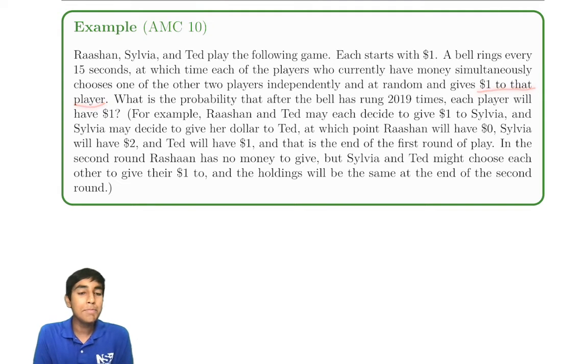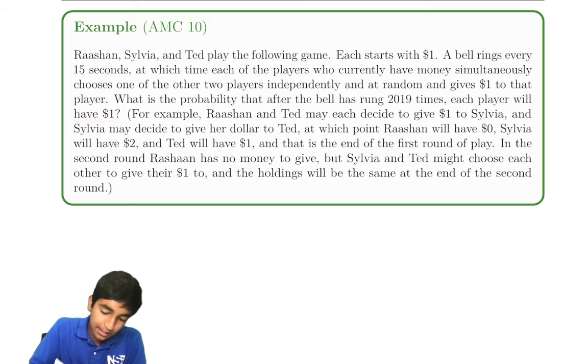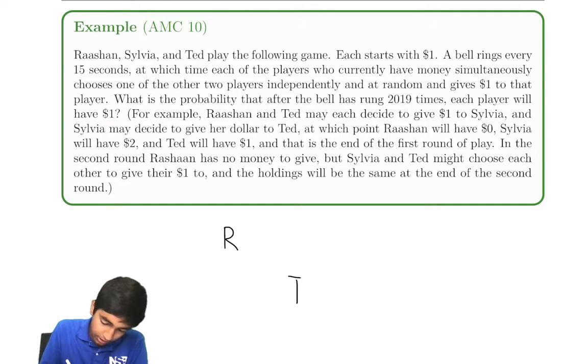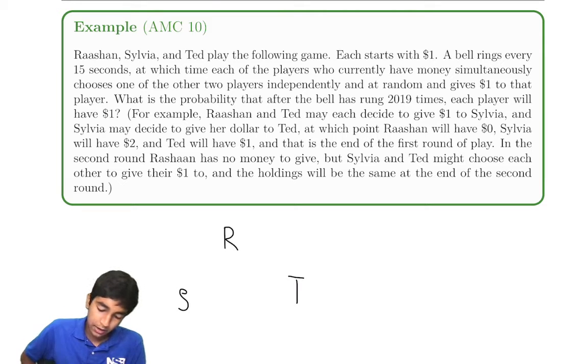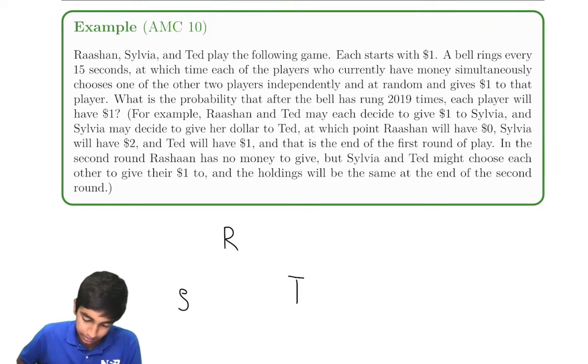What's the probability that after we ring a bell 2019 times, you can probably guess the year of the test based on that, after the bell has rung 2019 times, each player will have $1? So let's look at the example they have here. We have Rashawn, Ted, and Sylvia. For example, Rashawn and Ted may decide to give $1 to Sylvia, and Sylvia may decide to give her $1 to Ted.